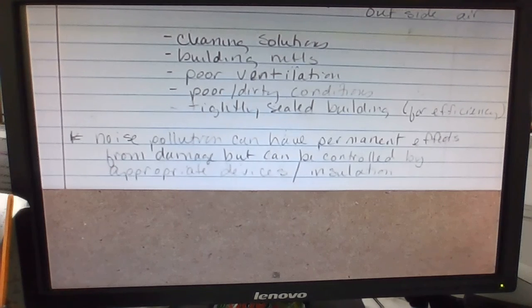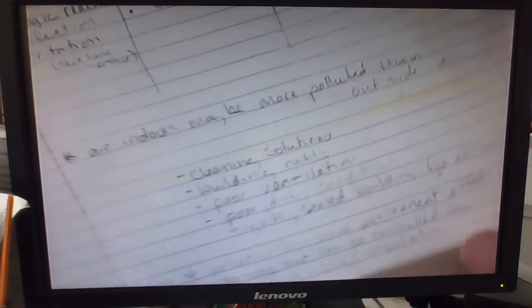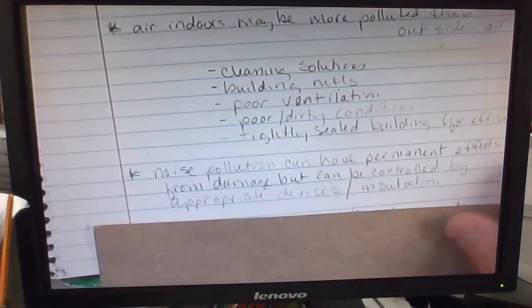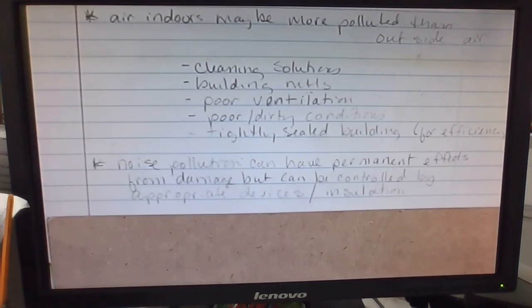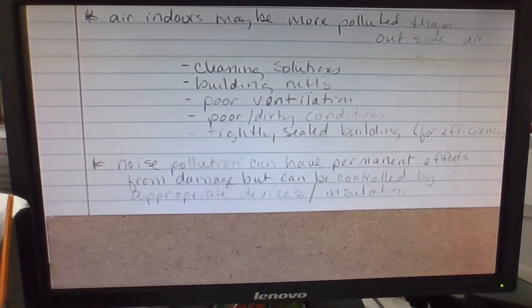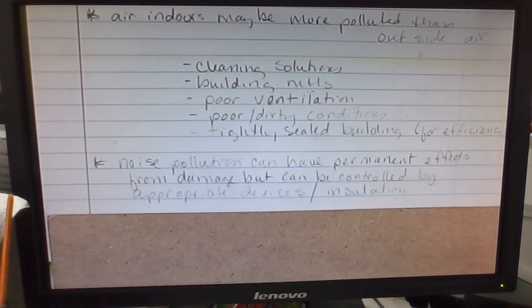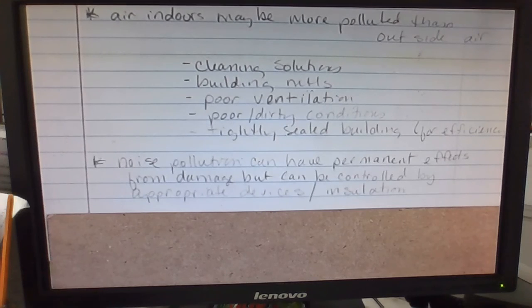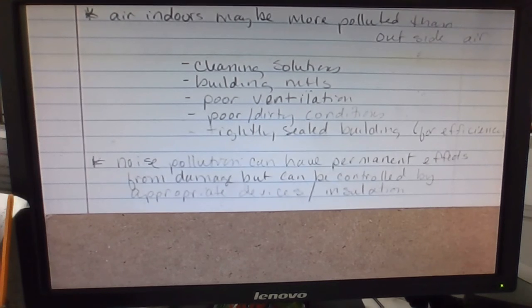Noise pollution can have permanent effects from damage, but can be controlled by appropriate devices and insulation. And there is a designated level: 85 decibels for a maximum of 8 hours is the recommended. Make sure that you don't go over that, but it's not regulated. Noise pollution isn't regulated. So 85 decibels could be your lawnmower. Our lawnmower's muffler is busted up, so it's super loud. You just go out there and mow and think it's no big deal. You might be exposing yourself to hearing damage just from mowing.